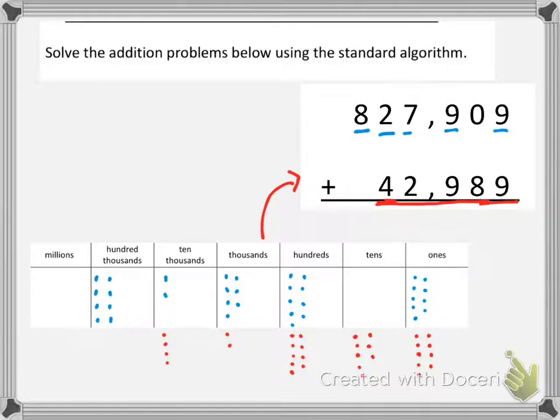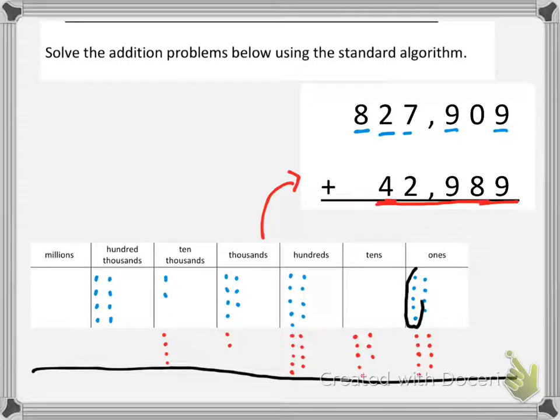In the ones, we have 10 frames. We have a 5 here and a 5 here. So that means we have a total of 10. Now we can regroup and add 1 ten here. That means we are left with 8. Now if we go back to our standard algorithm, we go to the ones place. 9 plus 9 is 18. And we regroup the 1 into the tens.